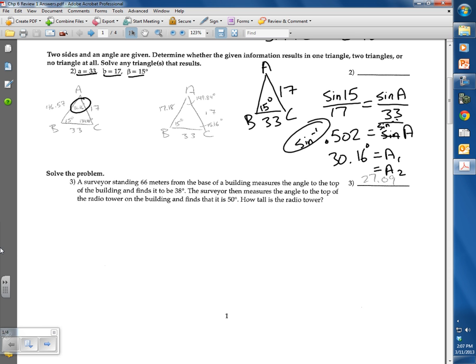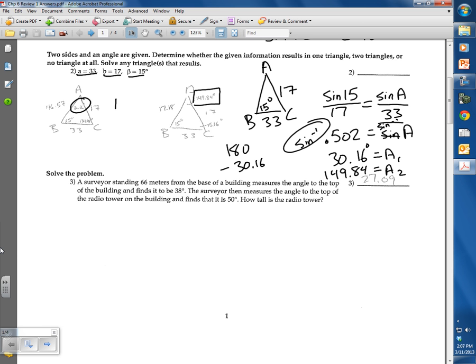We need A2. And the way we're going to do that is go 180 minus the angle we just got, minus the 30.16. If we do that right, we get 149.84. Just simple subtraction from 180. Okay? So potentially we have a second triangle. If all the angles work, we will have a second triangle. And here's how we check if they work.